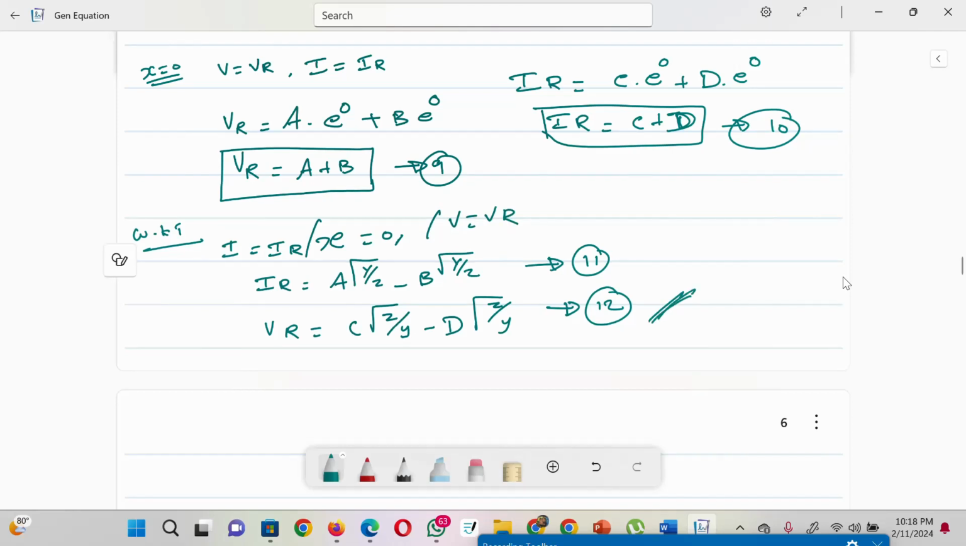In the next video we are going to continue from equation number 11 and 12. We can calculate the further values, solve for IR and also VR. After that we can take the general equation for the transmission line at the receiver end.